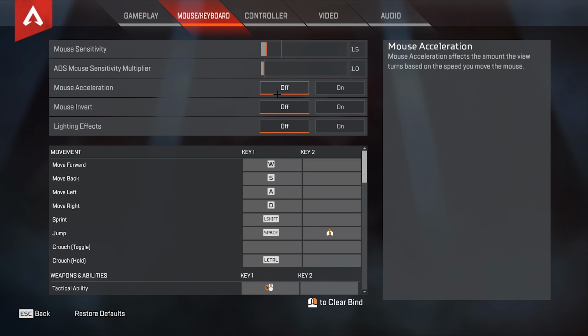So for mouse acceleration, you want to make sure that this is off. Basically, the quick explanation for that is that mouse acceleration makes it so that if you move your mouse quicker across your mouse pad, your sensitivity will be higher. So obviously that's bad because you don't want to ruin your muscle memory.